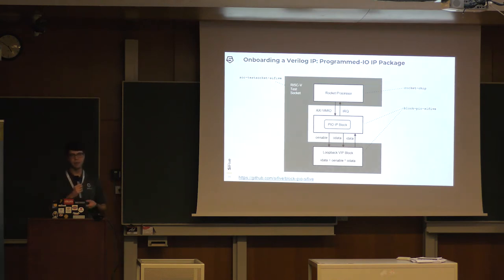But the goal here is that if you've onboarded this PIO block to this simple single Rocket core design, then you've onboarded it onto everything that uses this framework. So our goal is that you can test it against a single Rocket processor, but then we can integrate it into a multi-core Linux-capable design with no changes to what you did. Just by onboarding it onto this simple test socket, you've onboarded it to everything. That's kind of like what we're building.